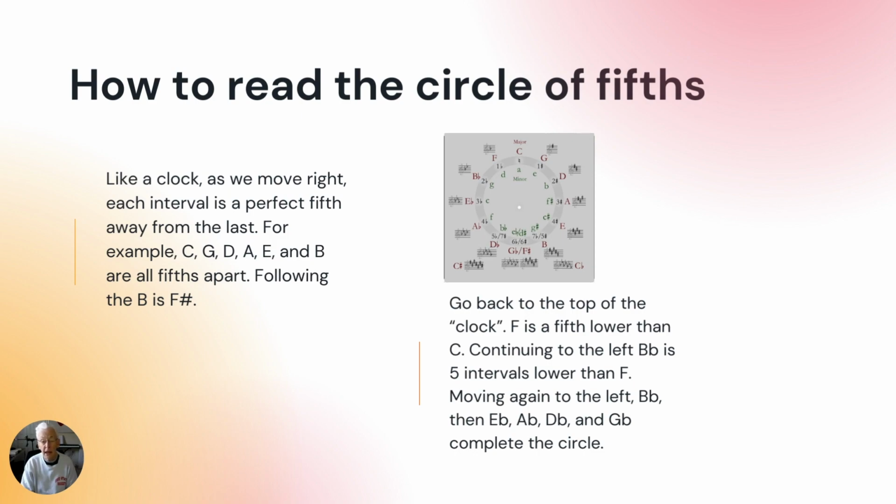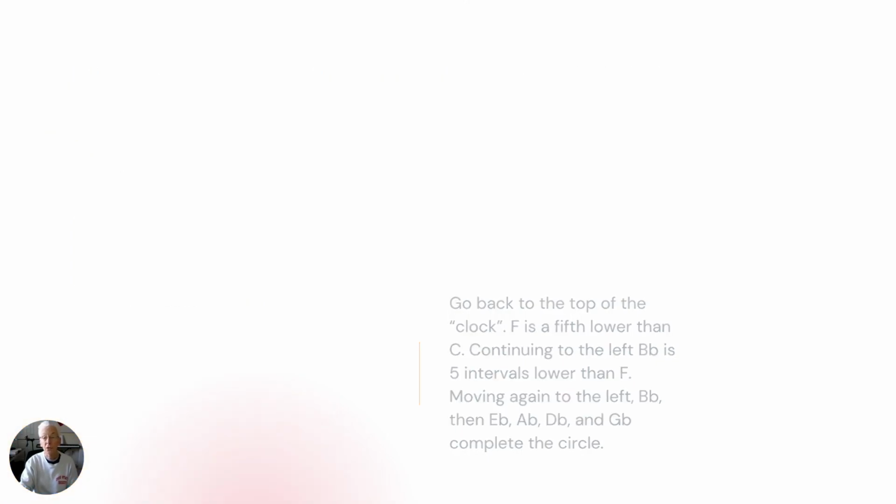Now, if we go back to the top of the clock and move to the left, F is a fifth lower than C. Continuing to the left, we find B flat is 5 intervals lower than F. Moving again to the left, B flat, then E flat, A flat, D flat, G flat, complete the circle. So that's how to read the circle of fifths.